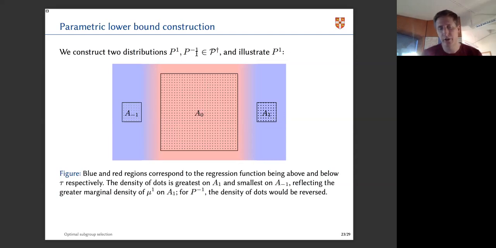Again, there are only two distributions in this construction, and I'm illustrating one of them. The other one would have the density of A-1 being larger than those of A1. And again, if you output the wrong set, if you get the index wrong, then you're going to lose enough in terms of the measure of these sets that you're going to get a 1/√n loss.